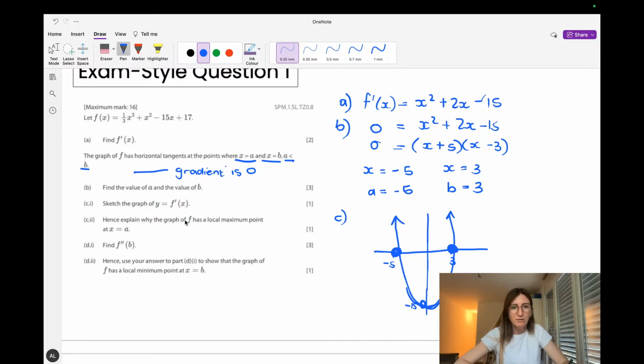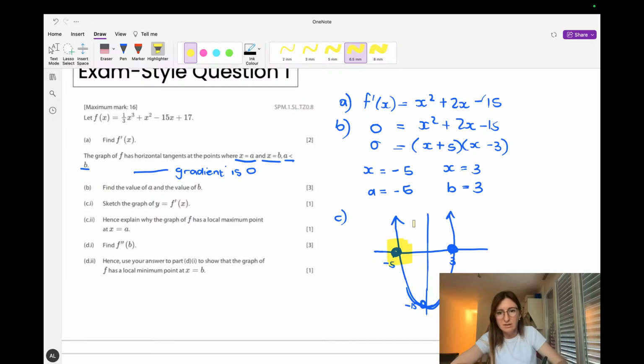Then explain why the graph has a local maximum point at x equals a. So at x equals a was our minus 5. So why is there a maximum point here? And note they're saying why the graph of f. This is the graph of f dash of x. This is the derivative. But they also say hence. Hence means you need to use something that you've calculated or worked out before. So they're not asking for any random reason. They're asking for a reason that you can see from this graph. Very important when they say hence. You need to use the thing before.